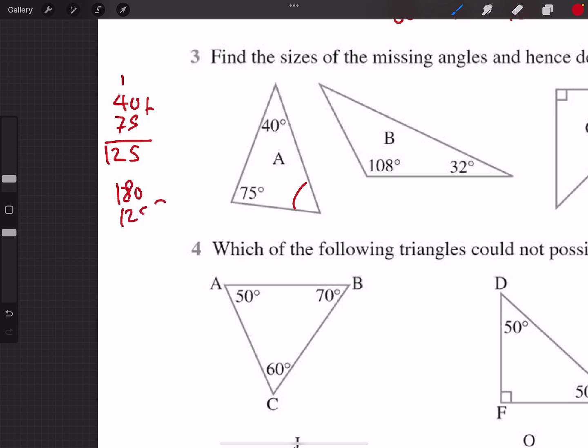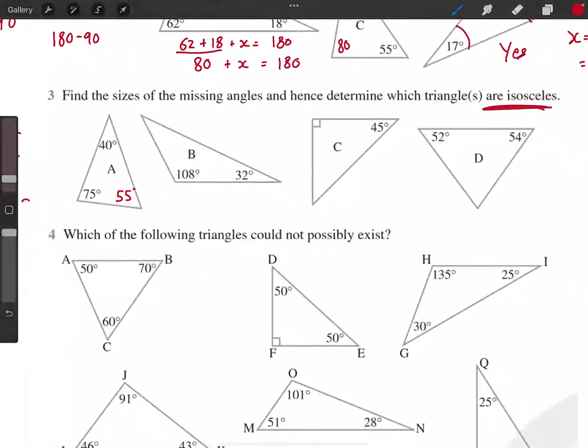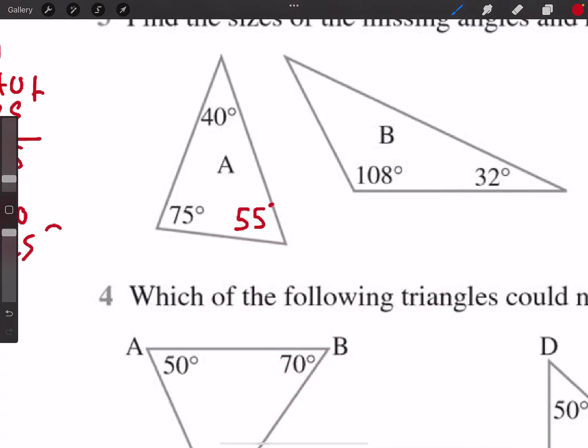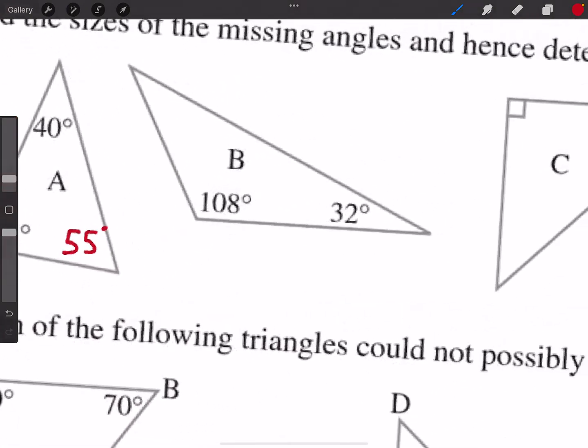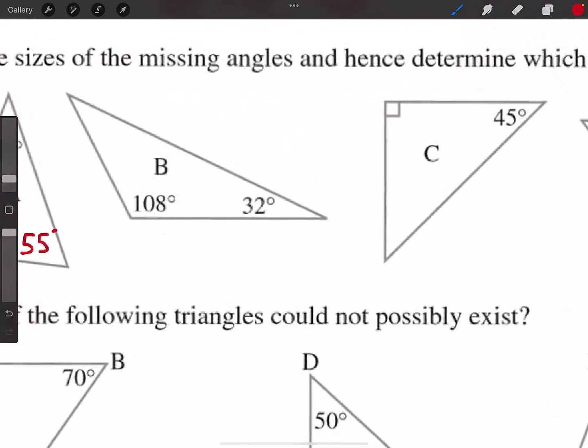180 minus 125, that would be 55 degrees. So this must be 55 degrees. Now, in order for a triangle to be isosceles, it has to have two angles that are the same. In this one, we have no angles the same, so therefore it's not an isosceles triangle. So no, it's not.